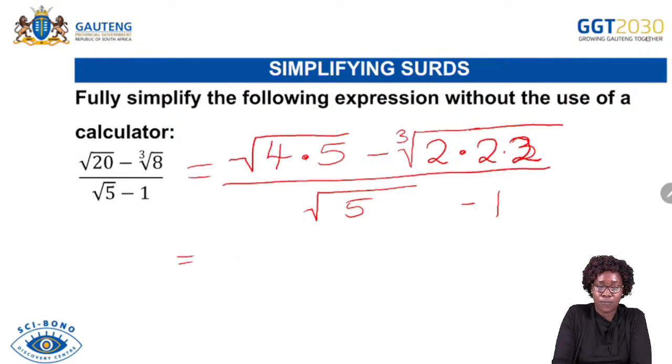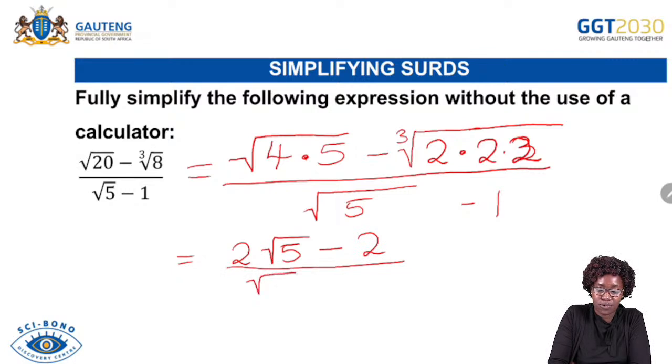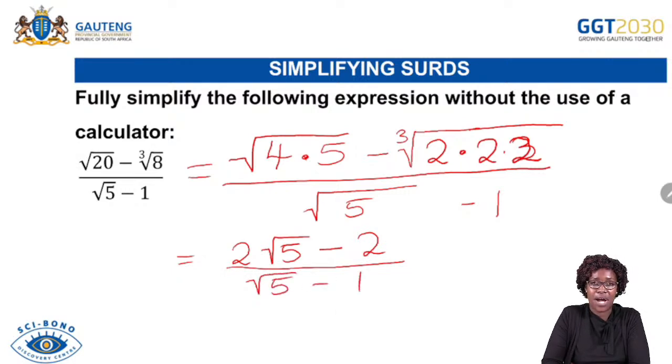Now the square root of 4, like I indicated before, is a number that multiplies itself to give us 4, which is 2. So this simplifies to 2 square root 5 minus, remember, cube root of 8 is 2. So I simply write it 2, and this is divided by the square root of 5 minus 1. Now, some of us are probably saying we can't continue. But if you look carefully again, I have a square root 5 in the numerator, I have a square root 5 in the denominator. So something must be happening here.